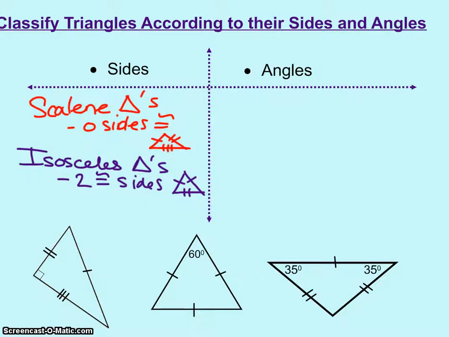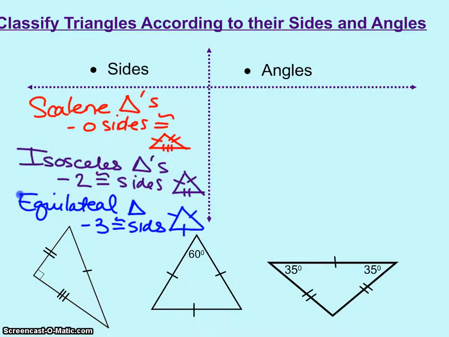The third kind of triangle that we talked about is a triangle that is equilateral. An equilateral triangle is a triangle that has 3 congruent sides, marked with 3 congruent tally marks. It does turn out that when you have a triangle that has 3 congruent sides, all 3 angles will be exactly the same, and we're going to talk about that in just a second. Those angles will measure 60 degrees.